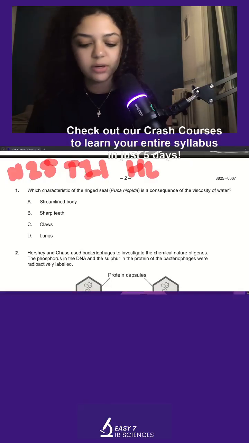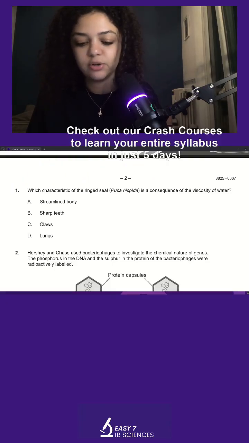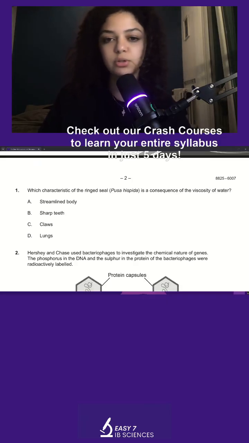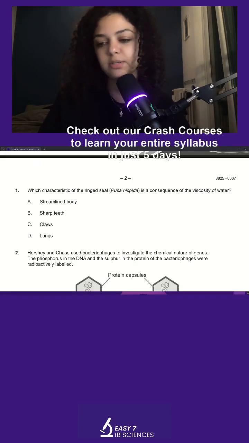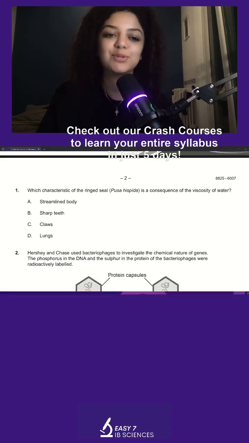But the first question says, what characteristics of the ring seal is a consequence of the viscosity of water? So I've mentioned this multiple times to the students of the crash course, guys. Remember, you need to know not only the adhesive properties of water, the cohesive properties of water, the evaporative properties of water, the thermal properties of water. Good job. Most of you guys are saying A. Perfect, guys. I'm really, really proud of you.